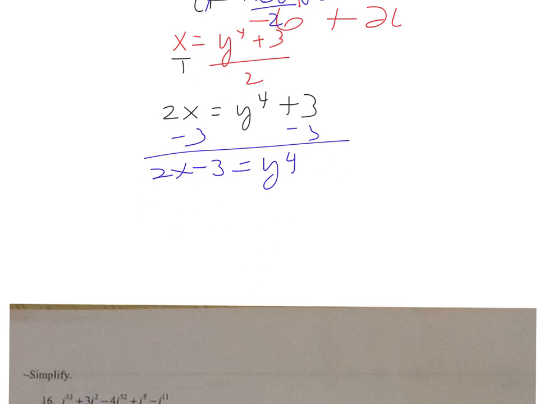And now how do you get rid of a 4th power? Well, you take the 4th root. If you have to get rid of a square, you take the square root; to get rid of a 4th power, take the 4th root. So that cancels that out. So I get y equals the 4th root of 2x minus 3.